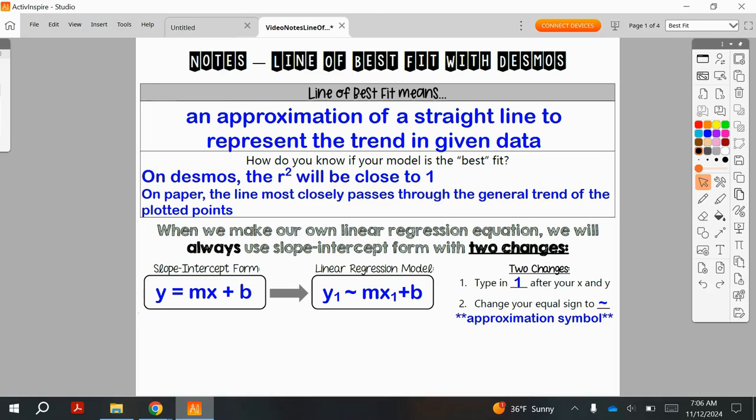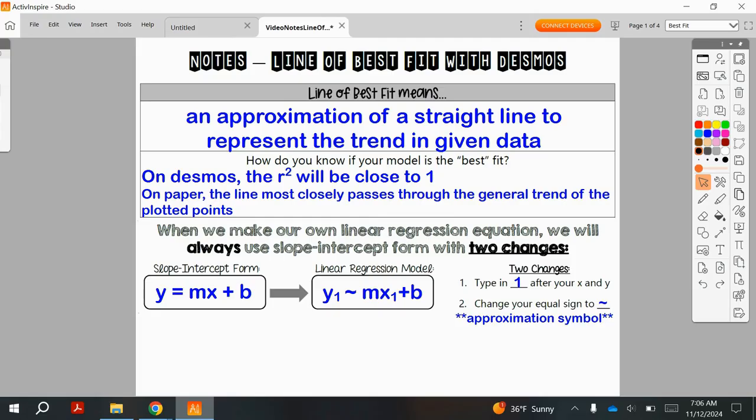In today's lesson, we're going to do line of best fit, and we're going to use Desmos with it. The line of best fit means an approximation of a straight line to represent the trend in the given data. How do we know if the model is the best fit? There's going to be two options we can look at.